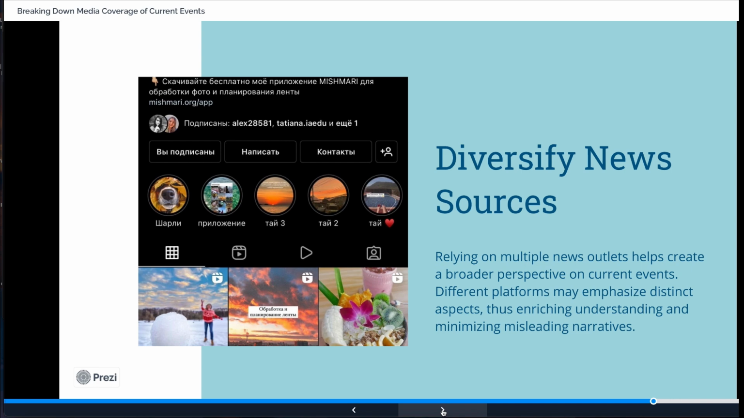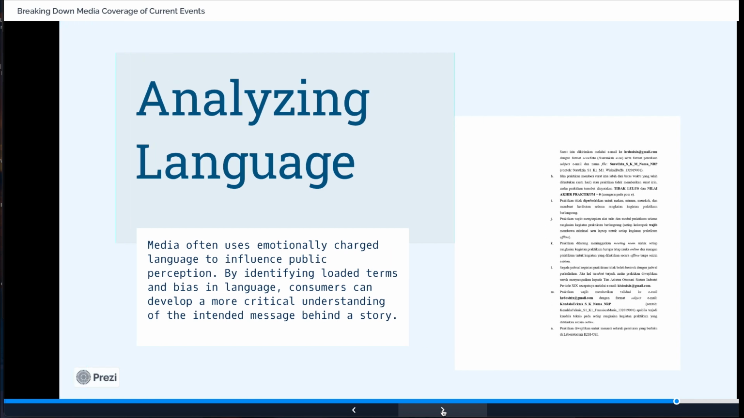Let's move on to analyzing language. Media often uses emotionally charged language to influence public perception. By identifying loaded terms and bias in language, consumers can develop a more critical understanding of the intended message behind a story.